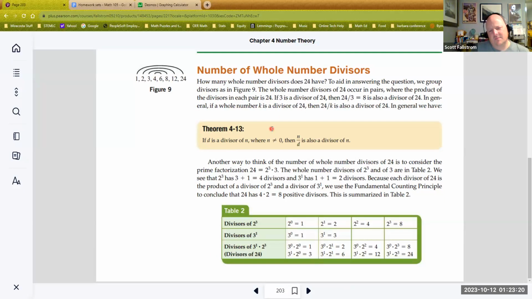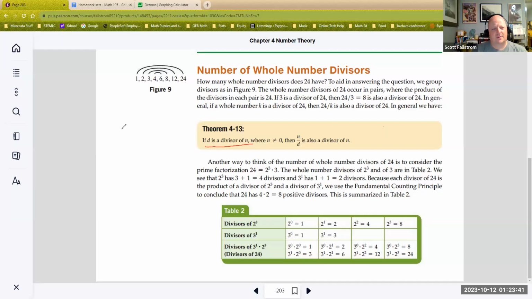Number of divisors. I mean, this is okay. It's not a huge one, honestly, just because it's basically saying if you have a divisor, you get another divisor for free. But it doesn't fix what we saw in class today. It doesn't fix the idea of what do we do if the one that we end up splitting it into turns out to be the same.